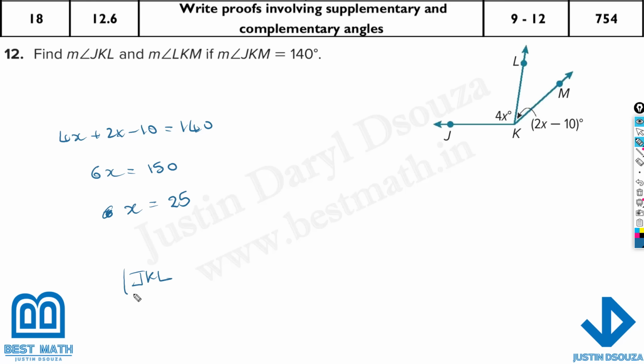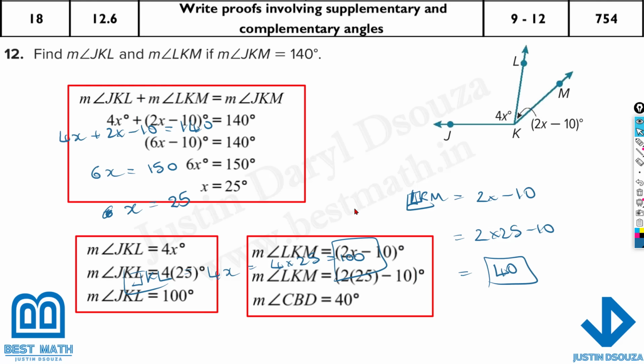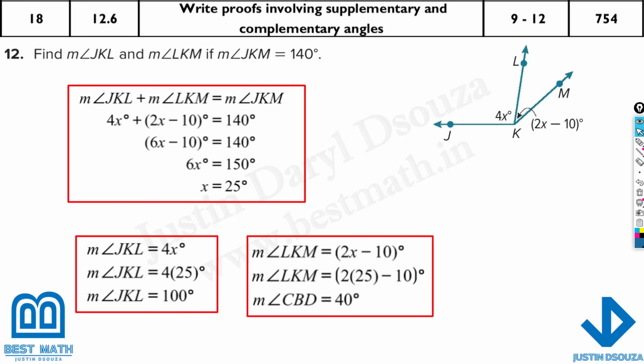25, and then we substitute over here. Measure of JKL will be equal to 4x, that is 4 times 25, that's 100. And what about the other measure? Not JKM, we have to do LKM. LKM will be 2x minus 10, that is 2 times 25 minus 10, that'll be 50 minus 10, that's 40 over here. So those are the answers, 100 and 40. X value was 25. Don't stop over there. You need to find both the other angles individually, and here we go.